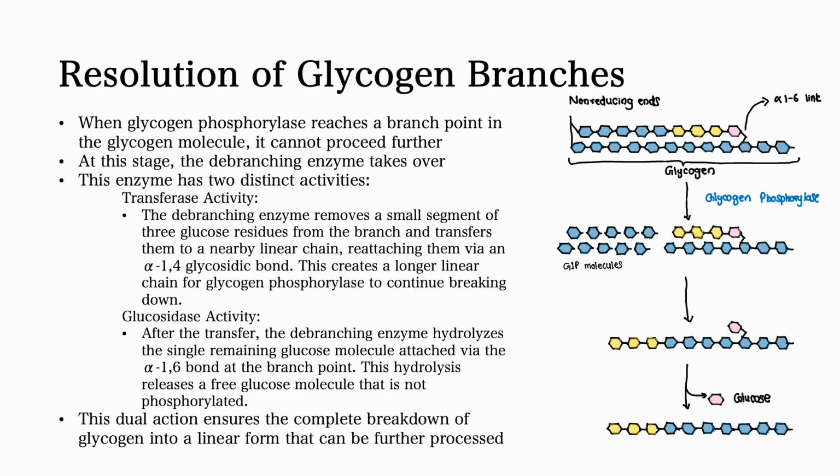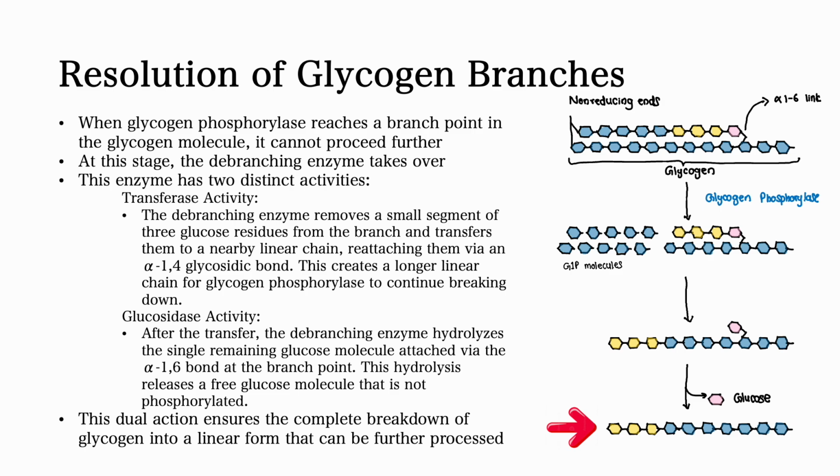This enzyme has two distinct activities, the transferase activity and glucosidase activity. Let's consider transferase activity. The debranching enzyme removes a small segment of 3 glucose molecules from the branch and transfers them to a nearby linear chain, reattaching them via an alpha-1,4 glycosidic bond. This creates a longer linear chain for glycogen phosphorylase to continue breaking down.